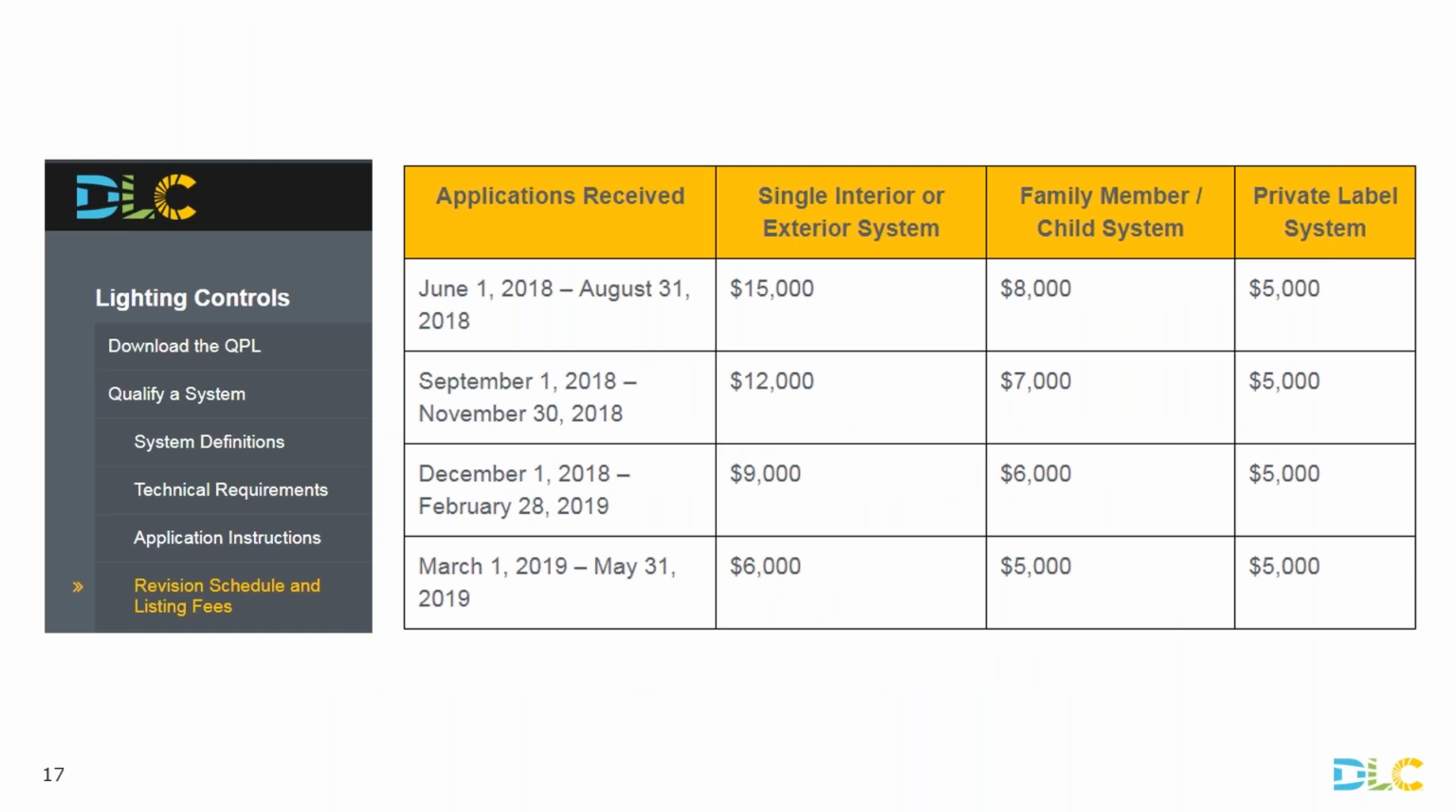Here is the fee structure where the parent system would be qualified in the single column and then additional child systems would be qualified in the family member column. If you have a group of systems that you think might qualify for this structure, please email info@designlights.org to confirm the plan ahead of time for how exactly to handle the multiple applications.